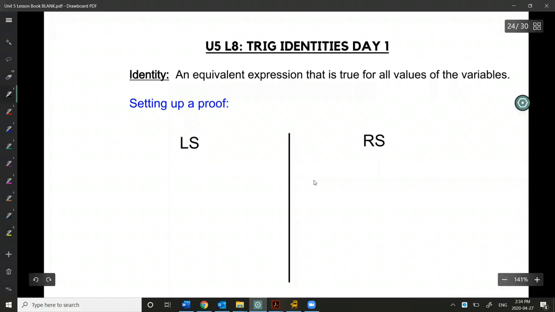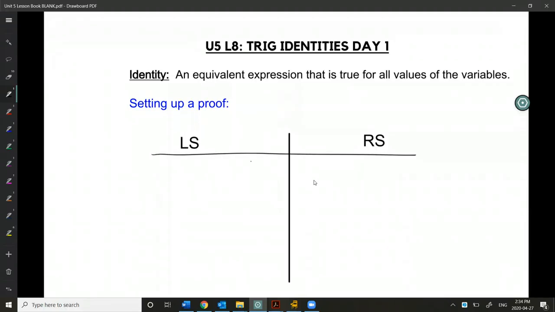So the way that I'm going to have you set up your proofs is you're going to set up a left side and right side. We're going to draw a line underneath, and you're literally going to copy the left side of the equation, or rather the expression. And then on the right side, you're going to copy the right side of the expression. So whatever is on the right side of the equal sign.